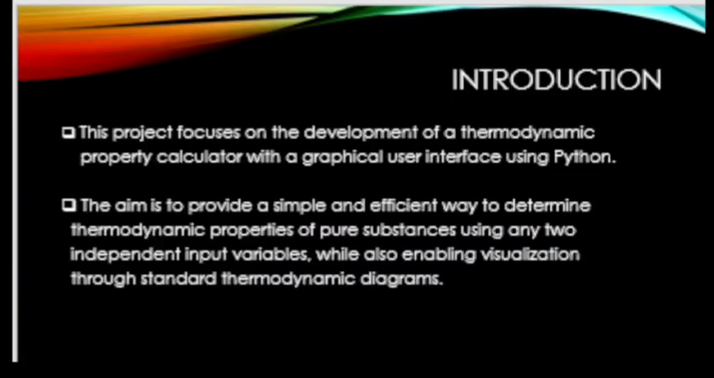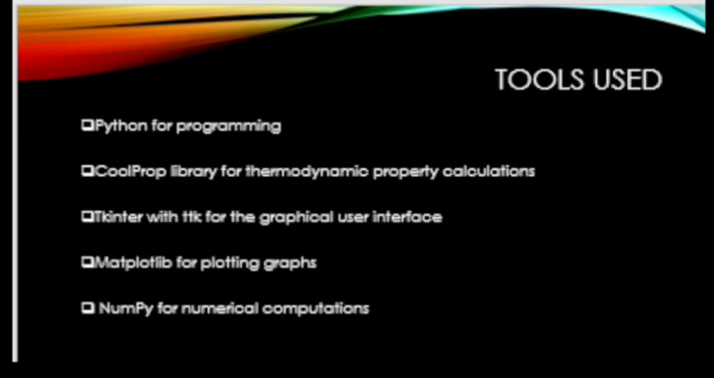This project focuses on the development of a thermodynamic property calculator with a graphical user interface using Python. The aim is to provide a simple and efficient way to determine thermodynamic properties of pure substances by inputting any two independent variables. And also, you'll be able to draw your graphs with this project system. In creating this program, we use Python for our programming. We installed the CoolProp library for our thermodynamic property calculations, tkinter for our graphical user interface, the Matplotlib library for plotting our graphs, and also NumPy for our numerical computation.